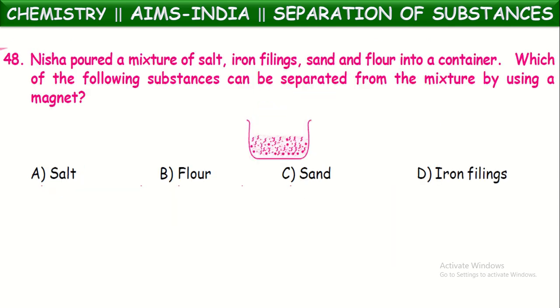Okay, next one. Nisha poured a mixture of salt, iron filings, sand, and flour into a container. Which of the following substances can be separated from the mixture by using a magnet? By using a magnet, we can separate the components which are magnetic in nature. Out of these four components mixed, the one that is magnetic in nature is iron filings. They stick to the magnet, so they can be separated by using a magnet. Iron filings can be separated.